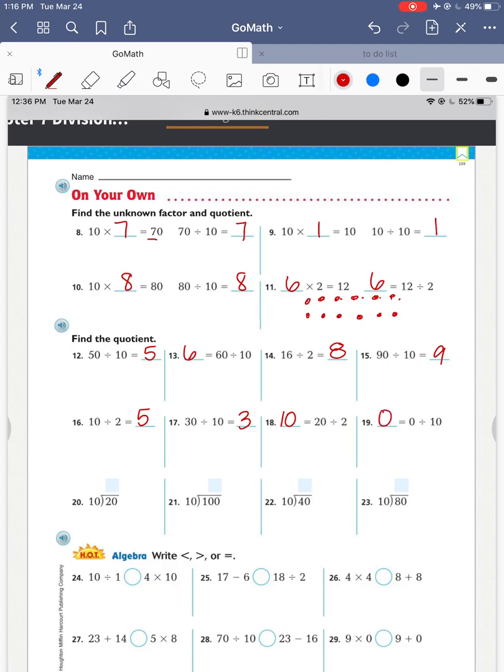0 divided by 10 is 0. 20 divided by 10 is 2. 100 divided by 10 is 10. 40 divided by 10 is 4. 80 divided by 10 is 8.